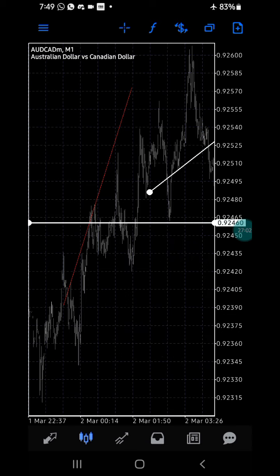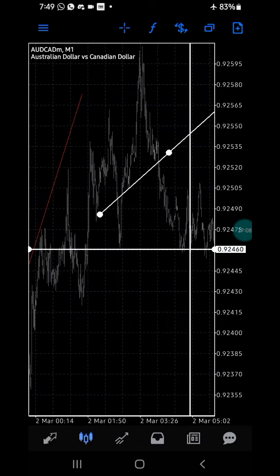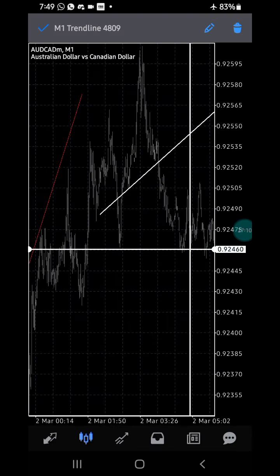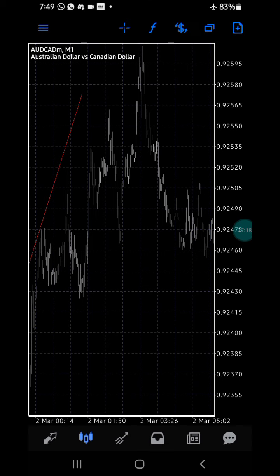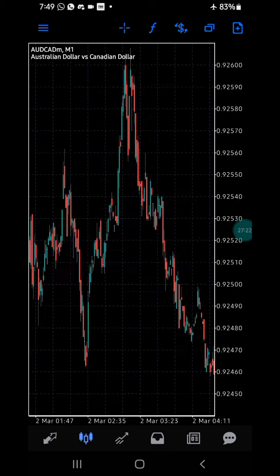Now let me explain what I mean. I'll be deleting all these tools, and to delete them you click and hold. Then instead of clicking the pencil icon, you click on the dustbin icon. It deletes. Click and hold, delete. Click and hold, delete. Now I have to zoom out.